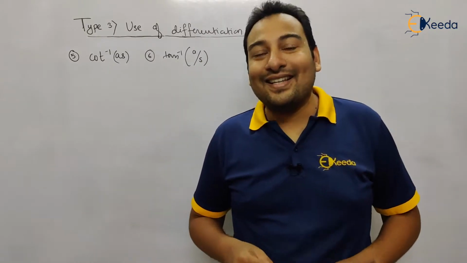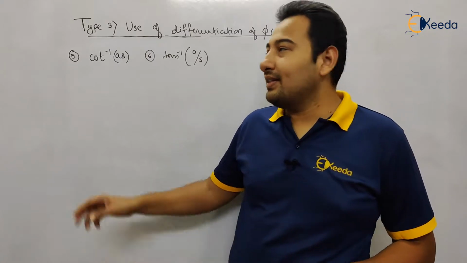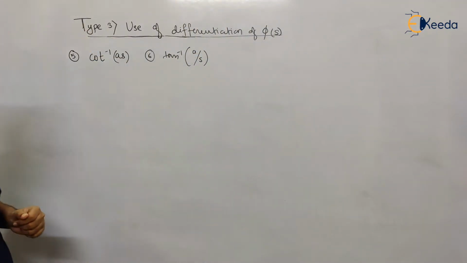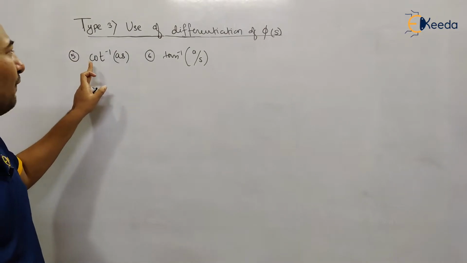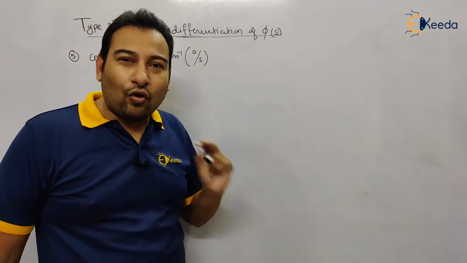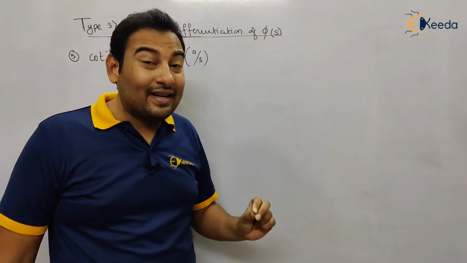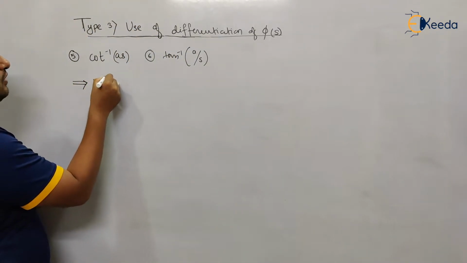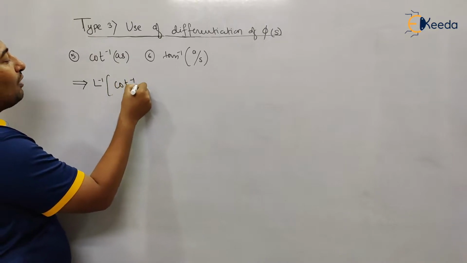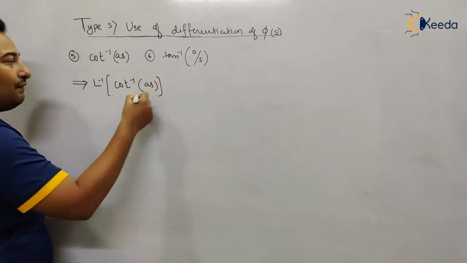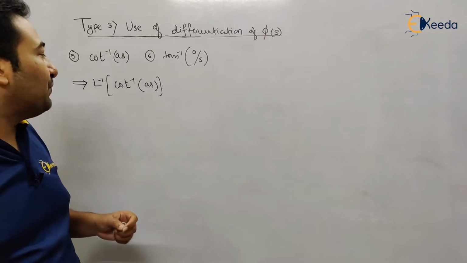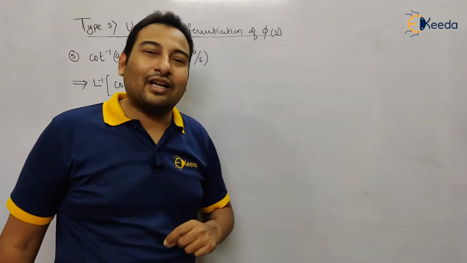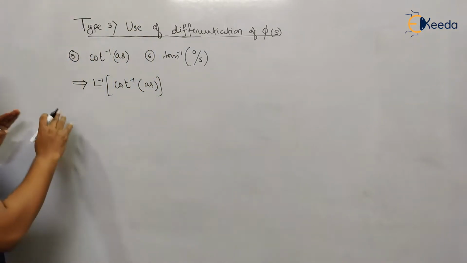Welcome back friends. Let us move on and see example number 5 and 6 based on use of differentiation of phi-s property. As discussed, whenever we get inverse or log, we're going to apply this property. Why? Because we don't know the formula for the inverse term. We don't have any formula for this particular term, but if we take the derivative, we can find the Laplace inverse, because once we take the derivative of the inverse term, it converts into an algebraic term.